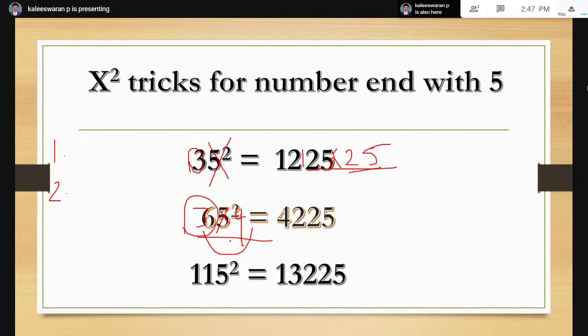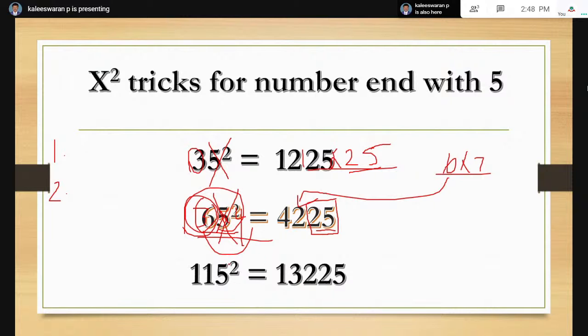Next one is 65 squared. These are some practice questions. 65 squared. 5 squared ends with 25. Cancelling digit 5 in the number, the remaining digit is 6. 6 should be multiplied with the next number, 7. 6 into 7 equal to 42.